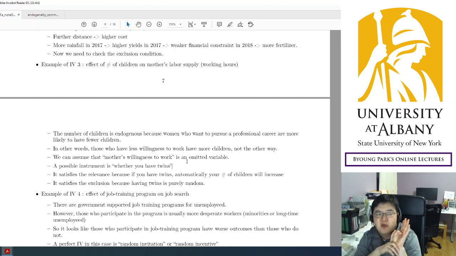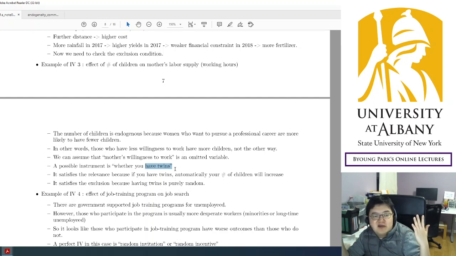Having twins is purely random. You cannot control that. So having twins is random, so it satisfies the independence assumption, and it is relevant because having twins means you directly have another kid, even if you did not want to. So you plan to have one baby, but by mother nature, you have no choice but to have two babies. So it's a perfect randomization. So it is an interesting instrument.